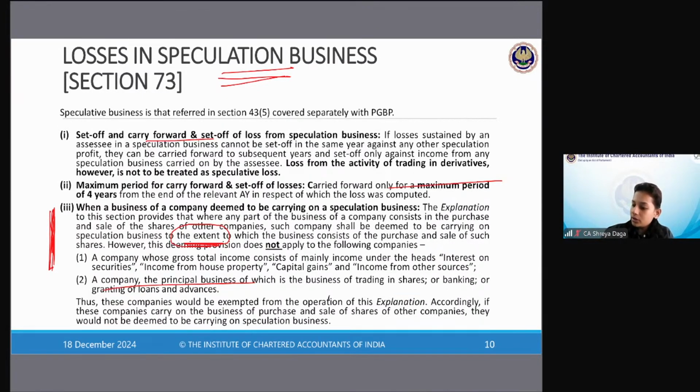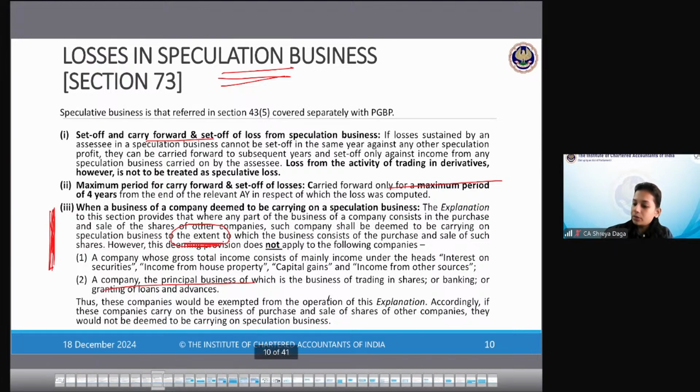Somebody is saying not included, somebody is saying included in your syllabus. I am not fully sure of whether it is there in CA intermediate syllabus or not. I'll upload the answer on the BOS portal. If you think it is included, you can go through it. Okay. Yes, somebody's asking point 3 of speculation business.